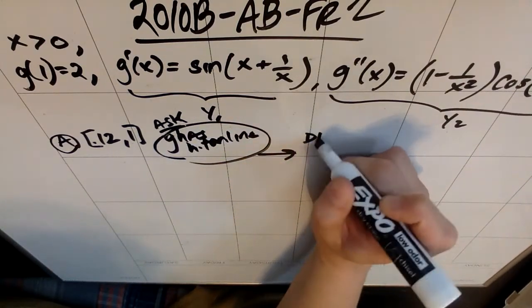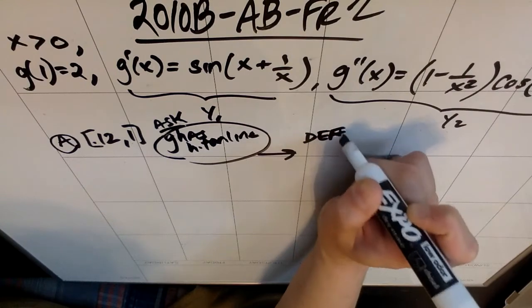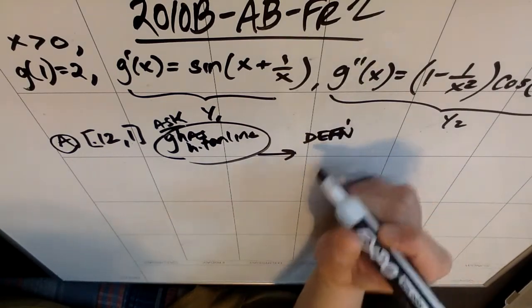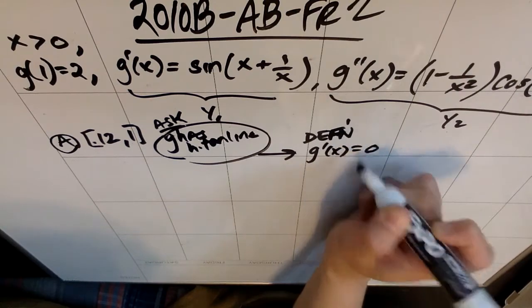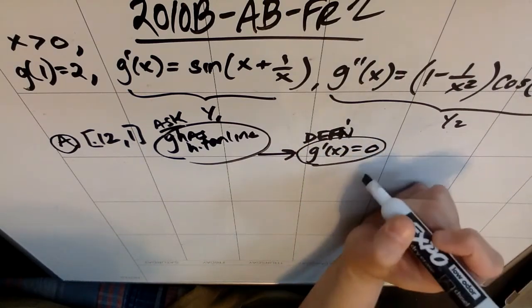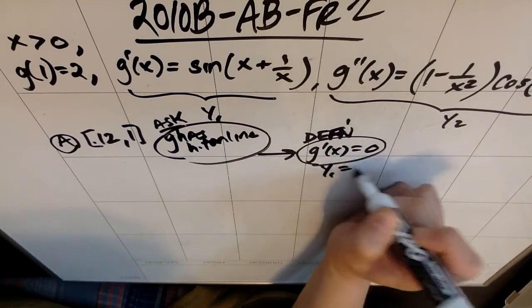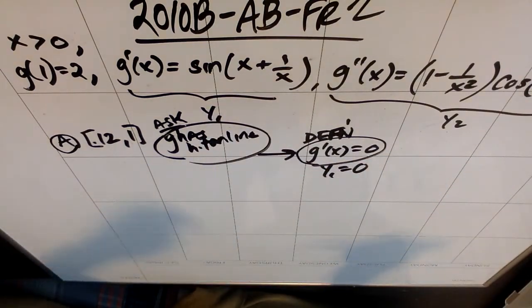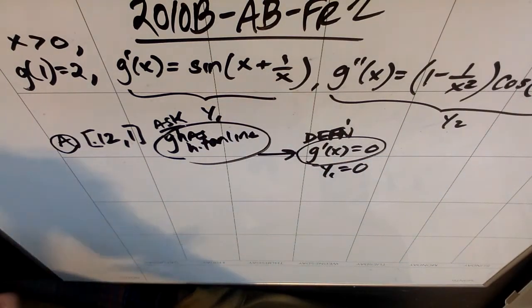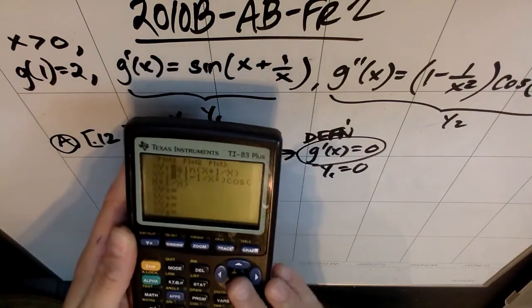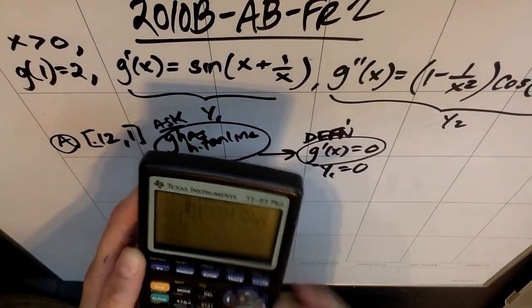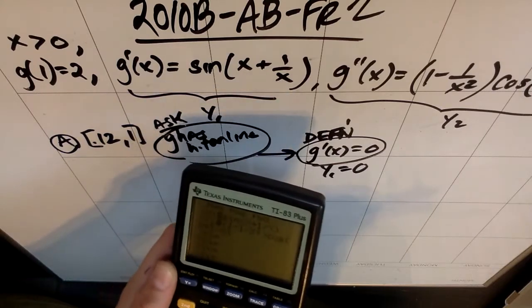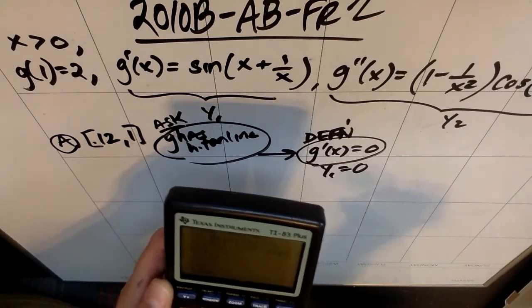Well, I know that by definition, g having a horizontal tangent line means that g prime of x is 0. So if I were to link that to what I see in my calculator, I'm looking for where y1 is 0. So I'm going to go into my calculator and do a couple things. The first thing I'm going to do is turn off my y2 because I only want to know about y1. I didn't clear it because I'm probably going to need to use it later, but I turned it off.